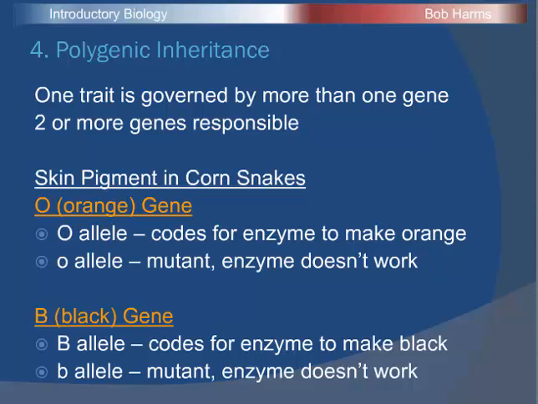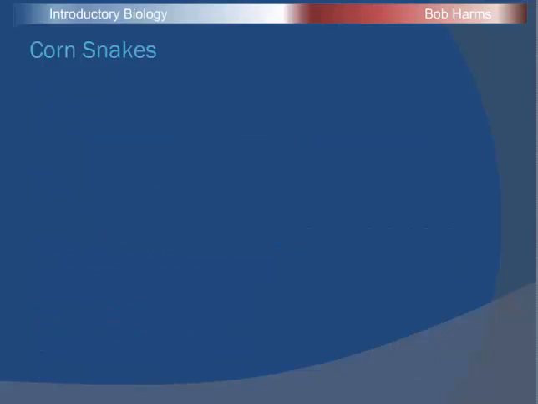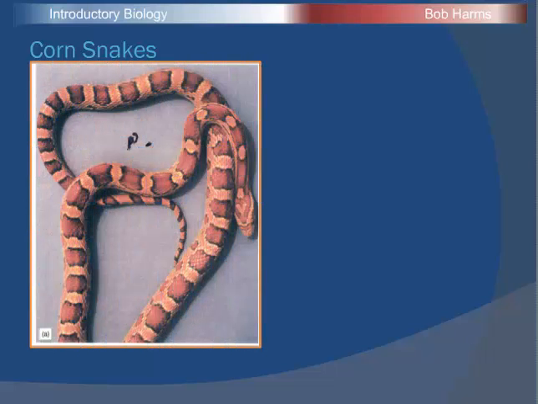Since both of these colors are involved in the skin pigment of these snakes, we have to keep track of both genes to figure out phenotypes, or if we were to do any crosses, to predict what their offspring might contain. If we take a look at some corn snakes, here we have a wild type, or the most common form of a corn snake. It has both oranges and blacks in its skin. So if we think of its genes, it must have a big O and a big B. Again, it could be big O big O or big O little o, the same for the B.